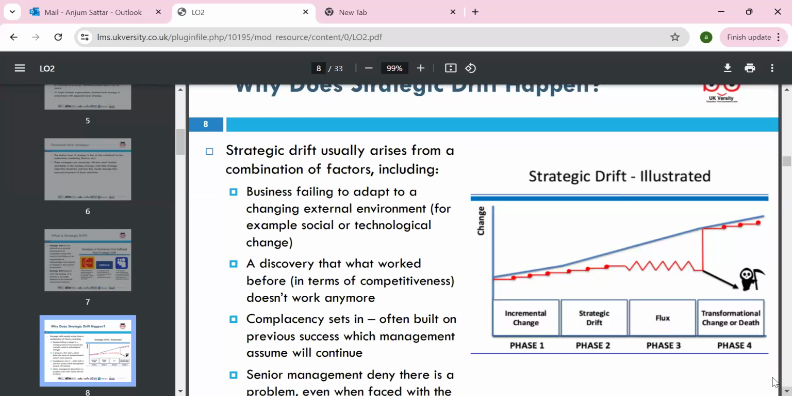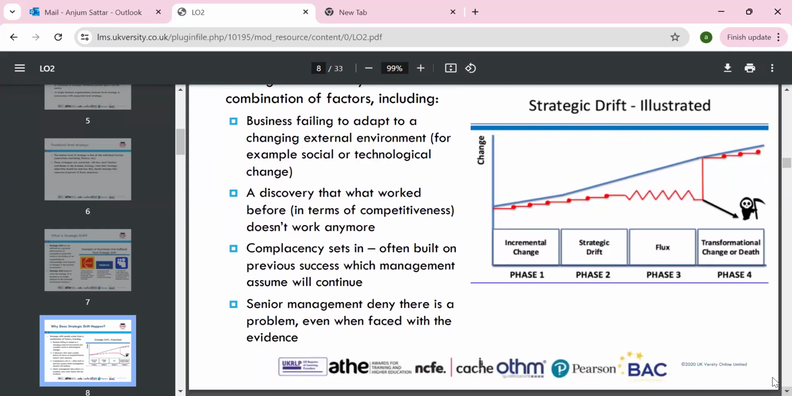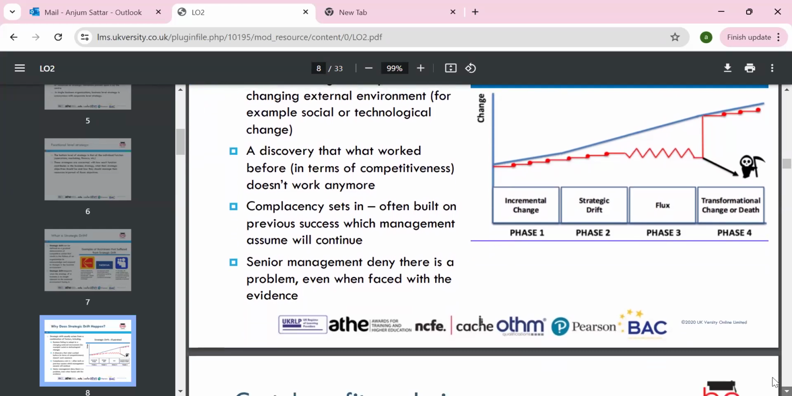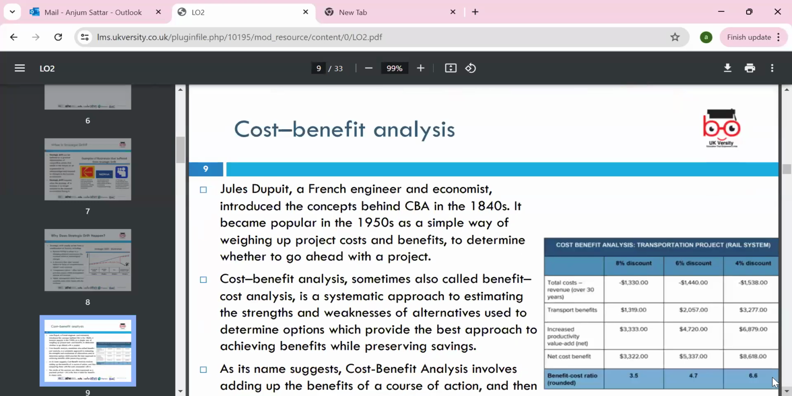Strategic drift illustrates incremental change, strategic drift, flux, and transformational change. We have to look around, otherwise we can't sustain it. Competencies built on previous success, and the management assumes it will continue. The senior management denies there is a problem, and they need to stay focused and keep doing cost benefit analysis. This is also very crucial.